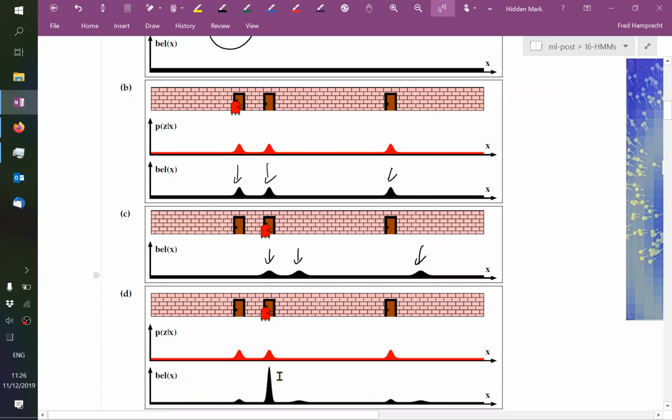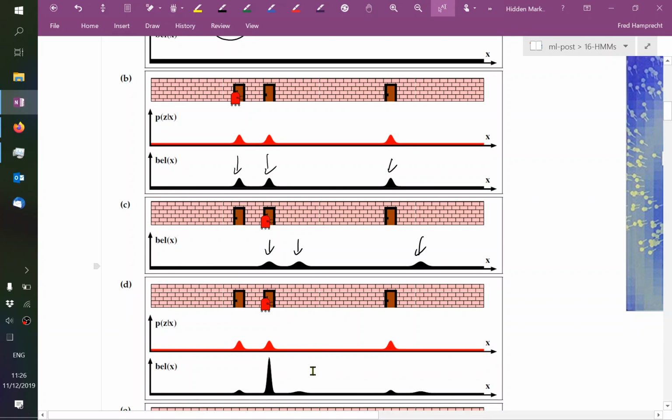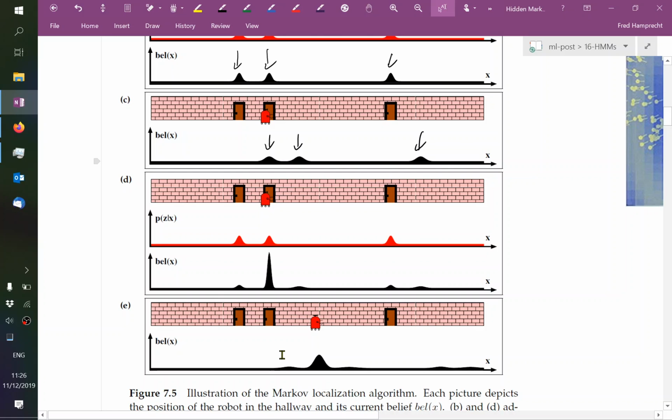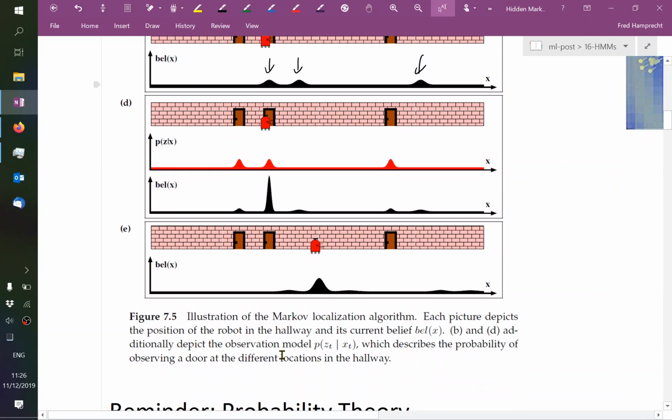And now we get a nice sharp peak around this door and smaller residual peaks and a little bit of uniform distribution elsewhere. So now the robot is actually pretty sure that it's in front of this second door. And then it can move further to the right and start to take over the world. Good. So that's what happens qualitatively.